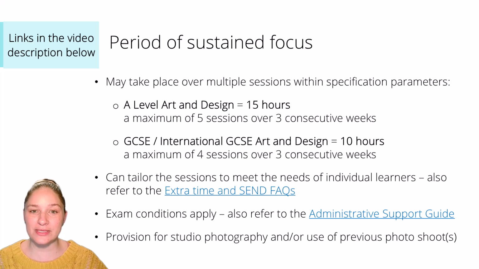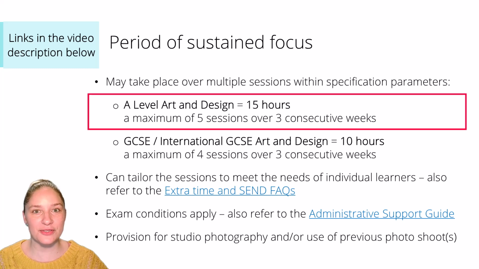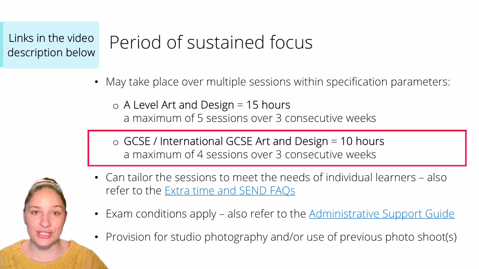In this brief video, we will discuss strategies for approaching the Component 2 period of sustained focus in photography for Pearson Edexcel A-Level, GCSE, and International GCSE Art and Design. The period of sustained focus under exam conditions may take place over multiple sessions. For A-Level, this is 15 hours within a maximum of 5 sessions over 3 consecutive weeks. For GCSE and International GCSE, this is 10 hours with a maximum of 4 sessions over 3 consecutive weeks.